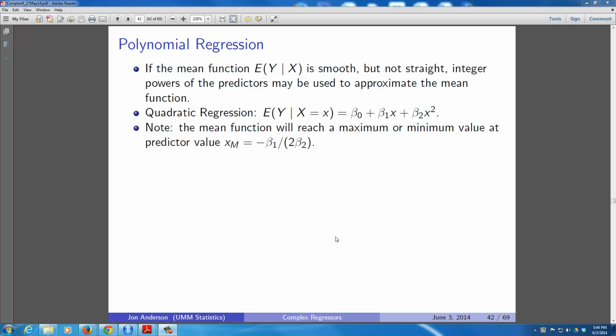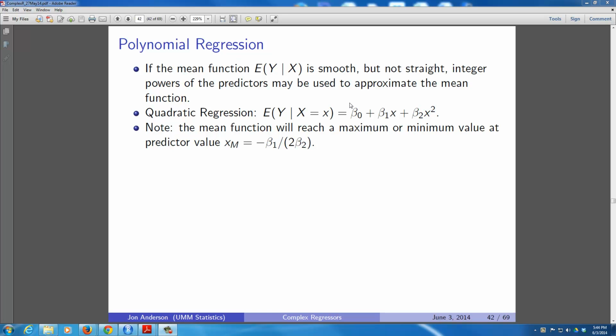And so here's our first introduction to a more complicated and sophisticated way to handle quantitative regressors. If your data is suggesting a mean function that is smooth, but it's not a straight linear function, you can frequently approximate smooth curves by some kind of a polynomial.